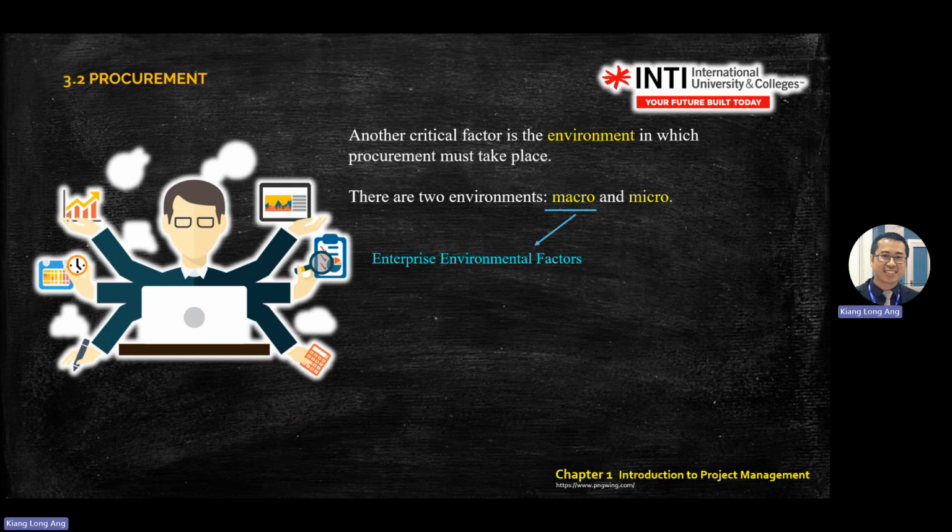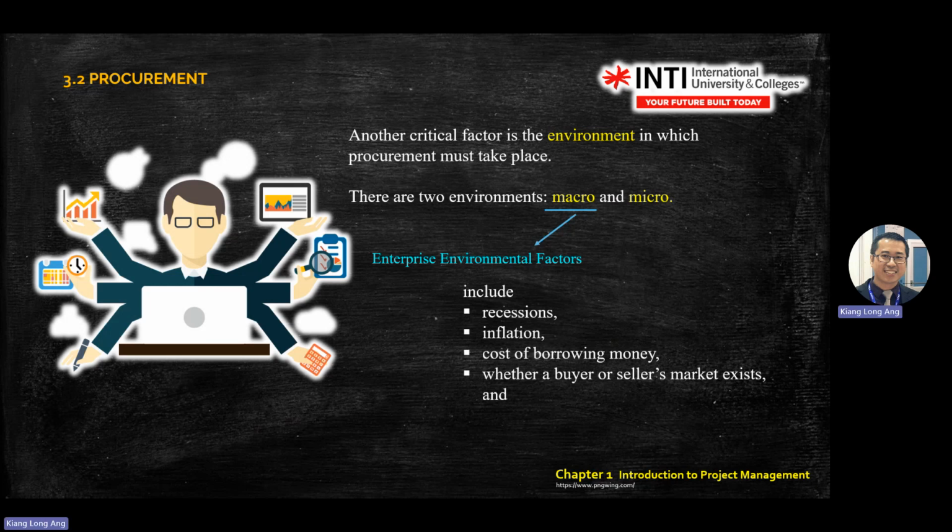Okay, then we talk about the procurement environment. There are the big environment and small environment, or macro and micro. The macro environment is where we look at the enterprise, for example, world recession, inflation, country inflation, cost of living, and so on. That is a macro environment factor. When you buy things, you need to consider this. And unemployment also. The unemployment rate will affect your procurement process. Why? As a project manager, you need workers. So if there is unemployment, it also will increase the risk of the projects.